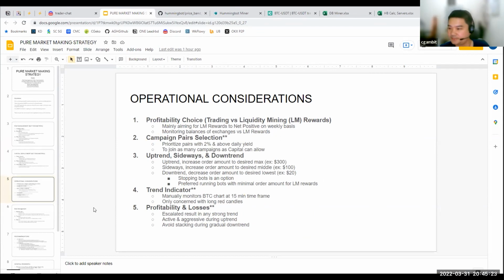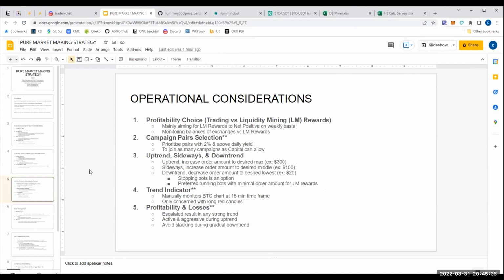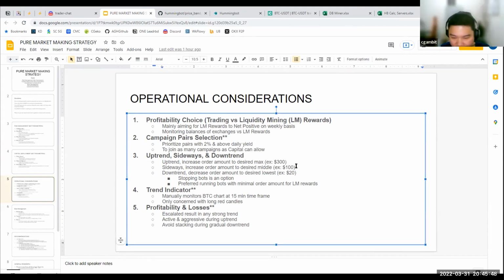Anything else? I have a question. Do you use the inventory skill to balance your order amount, or do you just use a script to change it? Sorry.